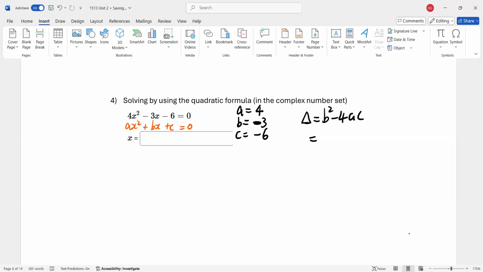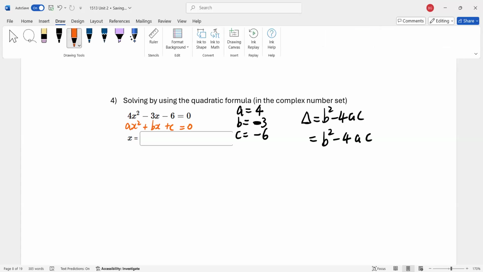How do we plug it in? If you are still struggling with that basics, do this. Use parentheses to frame those letters, and then let those letters retire, and then you put the numbers of the letters in it. Remember, this is B. B is -3, so put a -3 here. A is 4, so put a 4 here. C is -6, so put a -6 here.